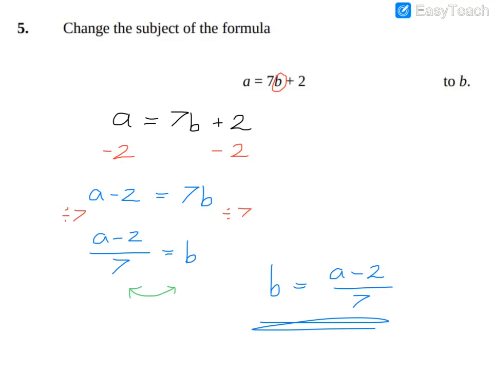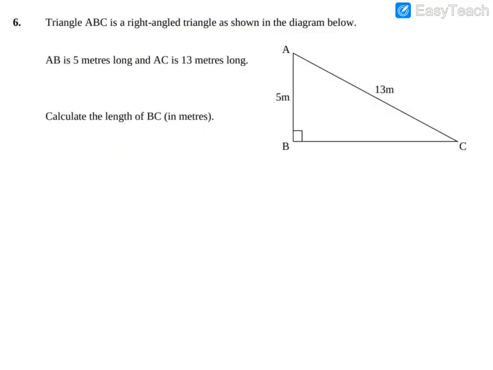Okay, we're on to question 6. We've got triangle ABC is a right-angled triangle, as shown in the diagram below. AB is 5 meters long, this bit here. AC is 13 meters long. Calculate the length of BC in meters. Now we're going to need to remember Pythagoras' theorem here.